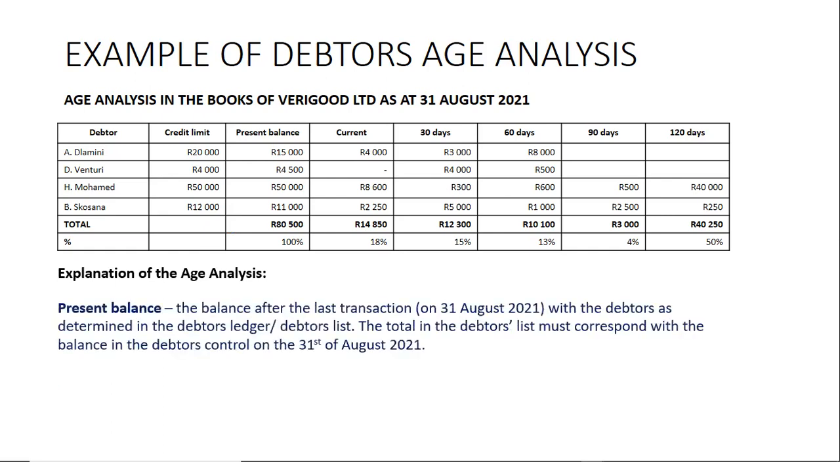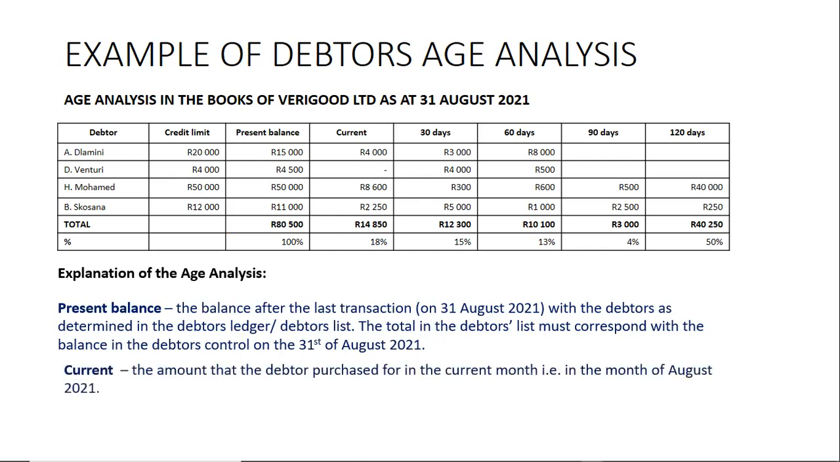What is this present balance? Present balance is simply the balance after the last transaction. That will be on the 31st of August, because here our month is August, as determined in the debtor's ledger or debtor's list. Remember, all the balances here we normally get from the debtor's list. The total in the debtor's list must correspond with the balance in the debtor's control on the 31st of August, 2021. We discussed this in grade 10, if you do remember.